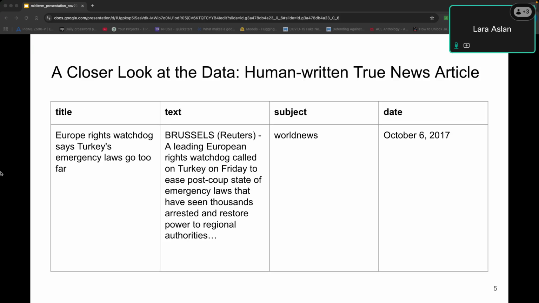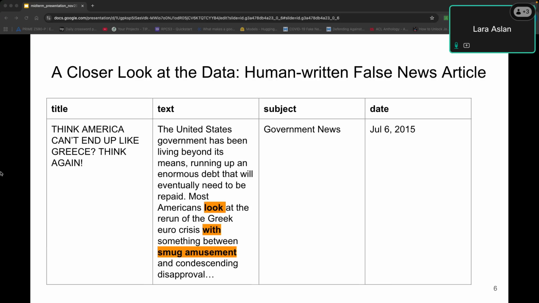Let's take a closer look at the data we are working with. Here is an example of one of the human-written true news articles used during training. Originally, it contains the title, text, subject, and date column, as seen here. However, for training, we deleted the subject and date and added columns which labeled all of the data as true and human-written. Most of the articles in this dataset were related to politics and were gathered between 2016 and 2017.